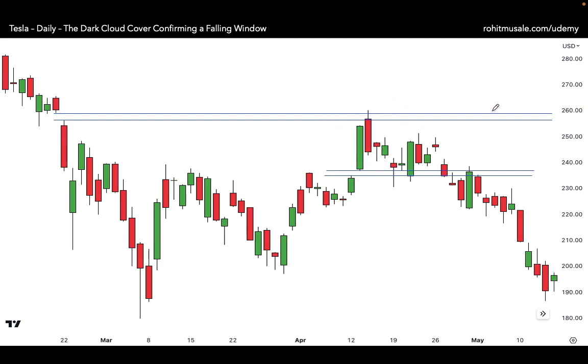And by the way, round numbers also play a very important role. There is something wrong at the 260 level. The bears are not allowing the price to go above that 260 level. So round number is a concept which I teach in level 2 of my Japanese candlesticks trading mastery program.